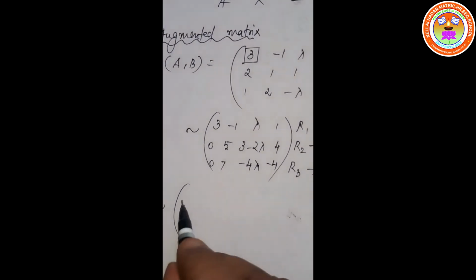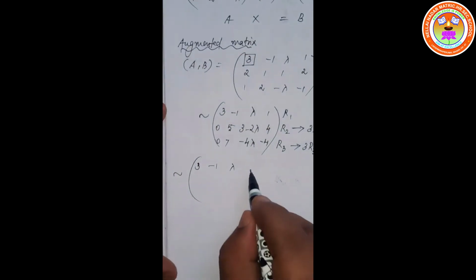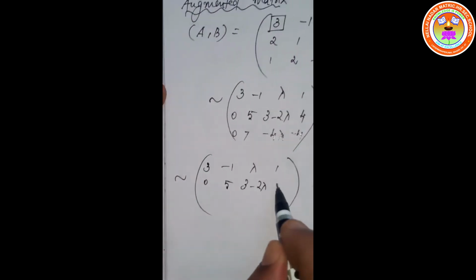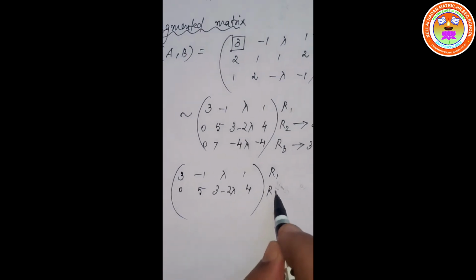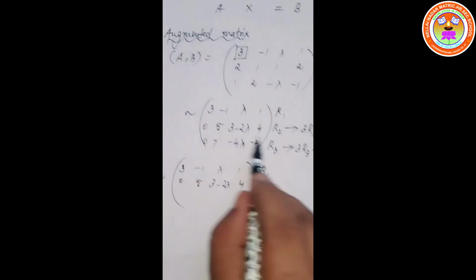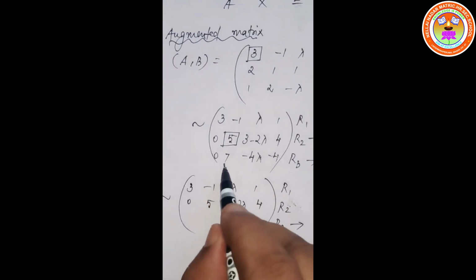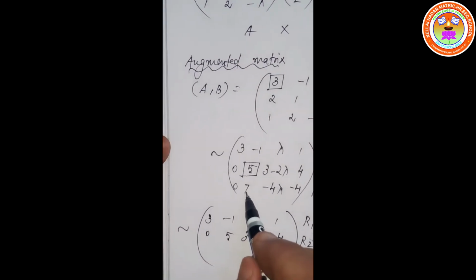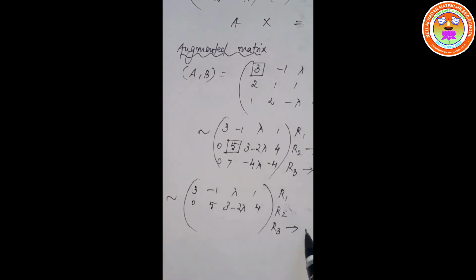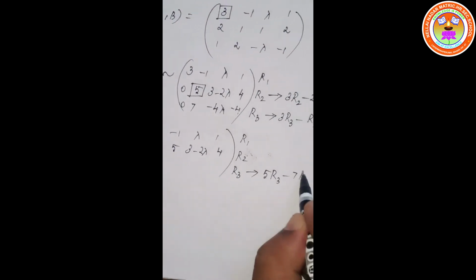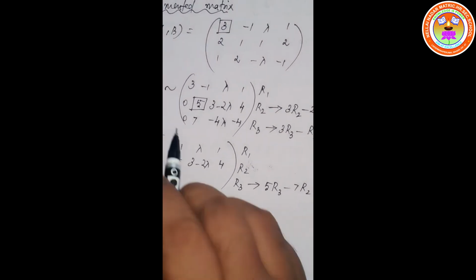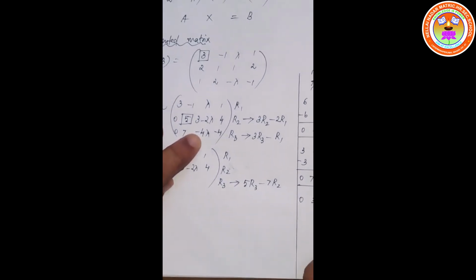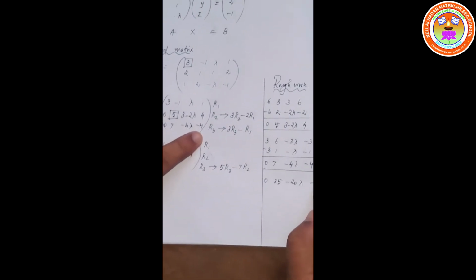Write the first row and the second row as it is. R1 and R2 no change. In the second row, this is the first non-zero element under which there is only one number, it has to be 0. For making these two numbers equal, I am multiplying 7 by 5 and 5 by 7, right? So 5 R3 minus 7 R2. Multiply R3 by 5. 5 into 0, 0. 5 7s are 35. 5 into minus 4 is minus 20.